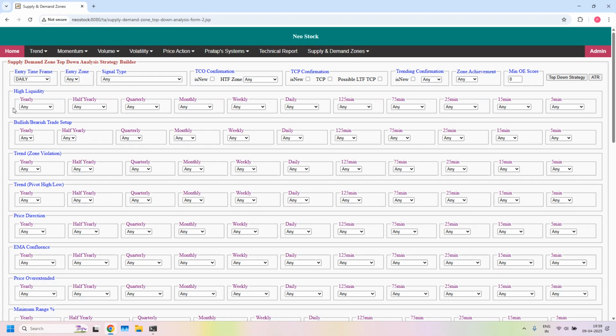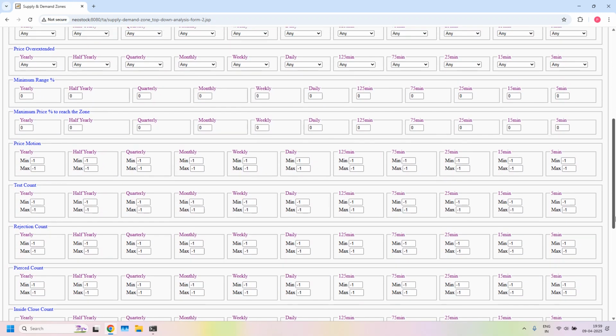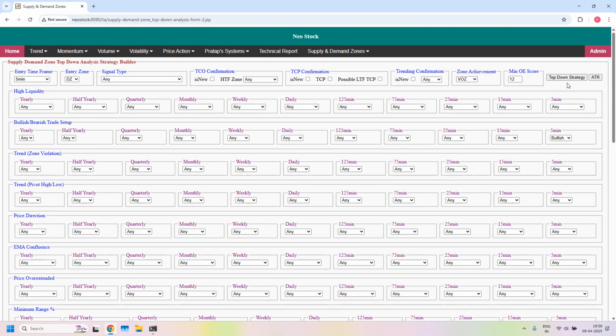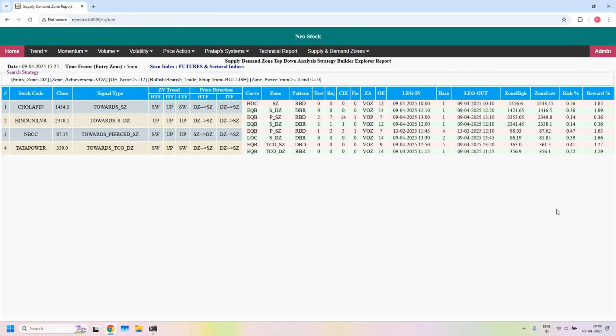For hourly income trade, bullish trade setup: entry time frame 5 minutes, entry zone is demand zone, and bullish or bearish trade setup at 5 minutes, I am selecting bullish, zone achievement VOZ and minimum order enhancer score 12. The 5 minute demand zone should not be pierced, so in the pierced count at 5 minutes, minimum value 0, maximum value 0. With these filters, we got 4 stocks. These 4 are supporting the bullish trade setup for hourly income trade.